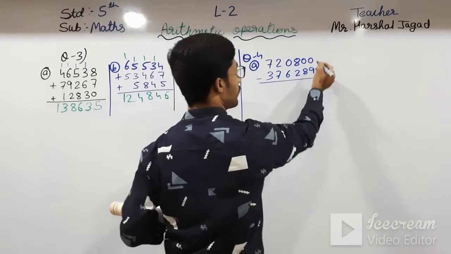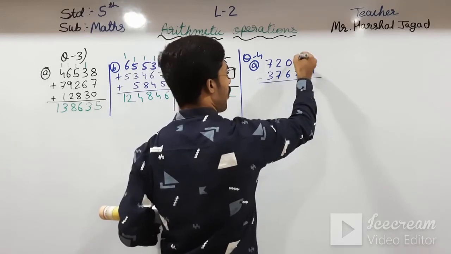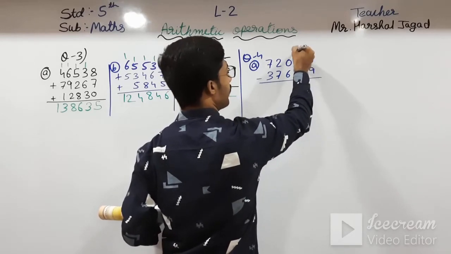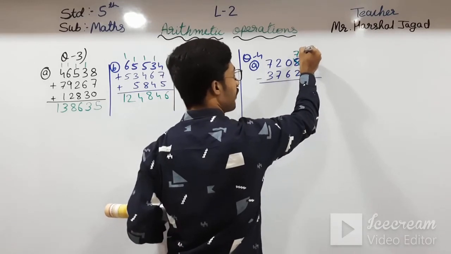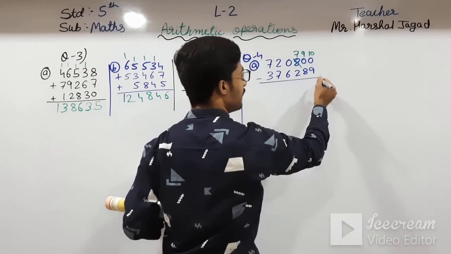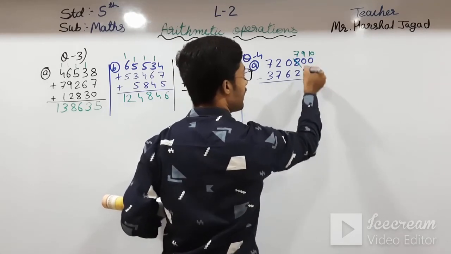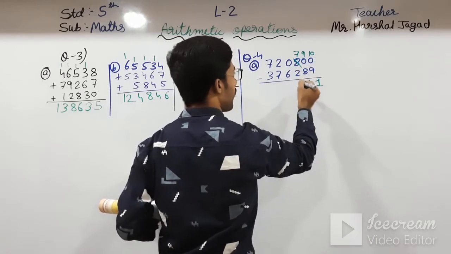Here is 0, so 0 minus 9 we can't do. Here is also 0. So now borrowing from 8 we will take 1. So here becomes 10, but we will write here 9 and here 10. 10 minus 9, that is 1. 9 minus 8, that is 1. 7 minus 2, that is 5.